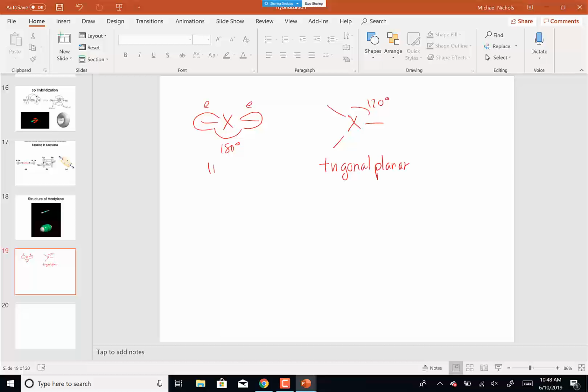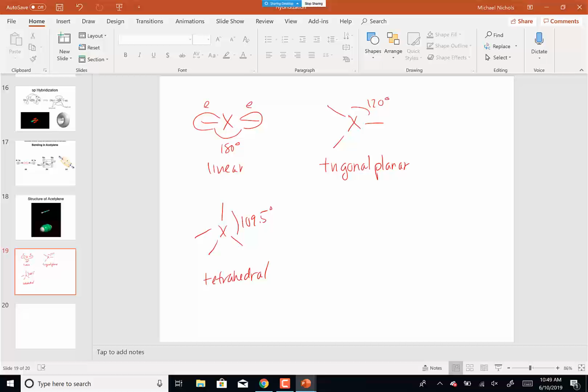This is what's called linear. So we have linear, trigonal planar. Then when we go to four bonds to an atom, we have what's called tetrahedral. And there the bonds are 109.5 degrees, because that's what the bonding angle is for the four corners of a tetrahedron.